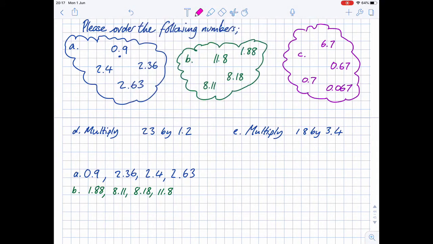Okay, so for C, the smallest number there is 0.067. Then we've got 0.67. Then we've got 0.7, and then we've got 6.7. So well done if you got all those right.